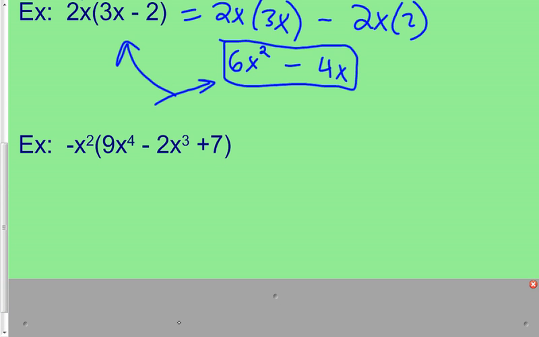Here's the next one. All right, we have negative x squared on the outside multiplied by the polynomial 9x to the 4th power minus 2x cubed plus 7. So we're still doing the distributive property, just to 3 things. All right, so we'd have negative x squared times 9x to the 4th power.